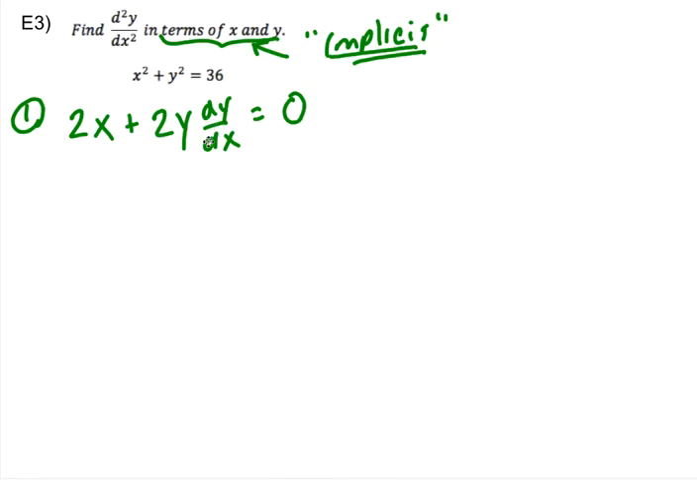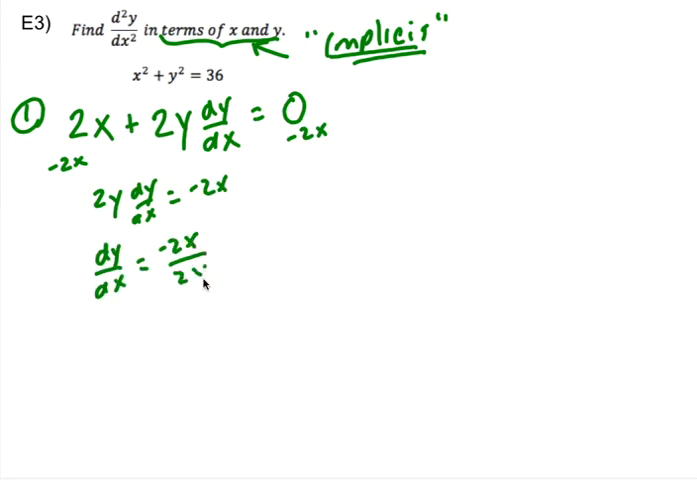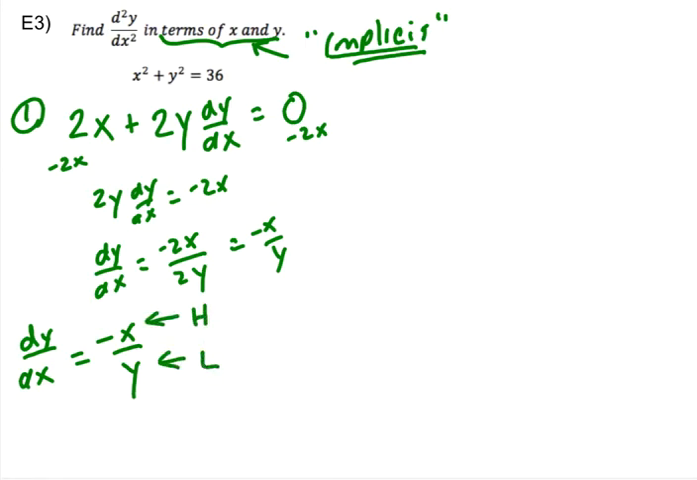I need to solve for this first derivative before I can do anything else, so I'm going to subtract the 2x over, right? I'm going to get 2y dy dx equals negative 2x. dy dx is going to be negative 2x over 2y, which I'm going to just write as negative x over y. So I need to find the first derivative before I can find the second derivative. So my first derivative is negative x over y, meaning I need a quotient rule. I have a high function, I have a low function when I differentiate again.